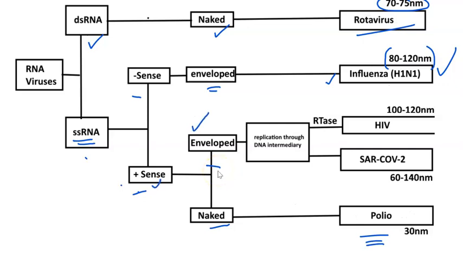Enveloped, positive sense, single-stranded RNA viruses: the famous HIV comes in at about, it's a very large virus actually, about 100 to 120, 140 nanometers sometimes. And then we have also positive sense and enveloped, the SARS-CoV-2, the coronaviruses. Look how large these are.